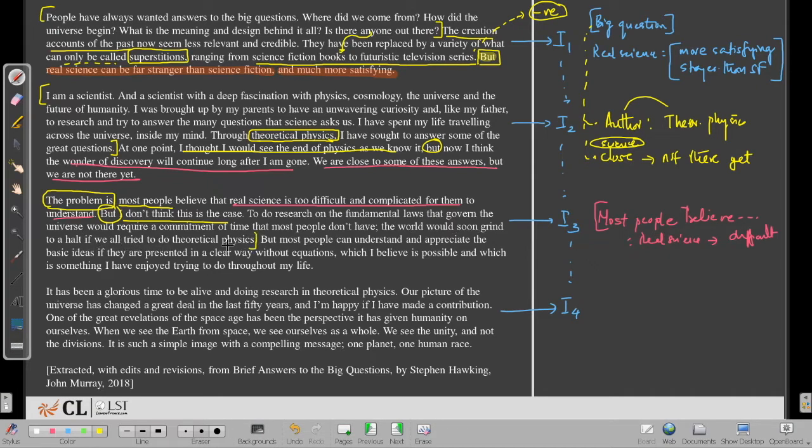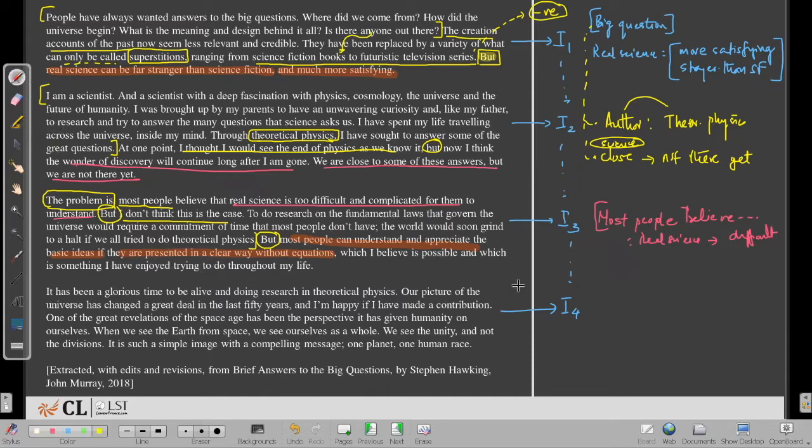Author is saying that if everybody tries to do theoretical physics, that is a problem, and if you want to do theoretical physics like how I do, then you need a lot of time. But there's a key thing that you can see here as well. Most people can understand and appreciate the basic ideas if they are presented in a clear way without equations, which I believe is possible, and which is something I have enjoyed doing throughout my life.